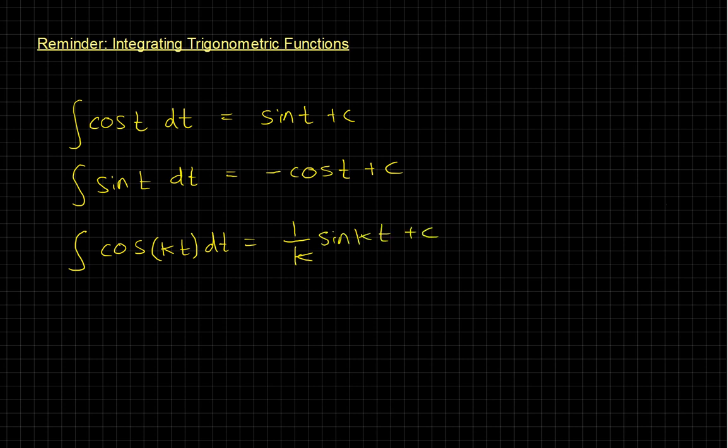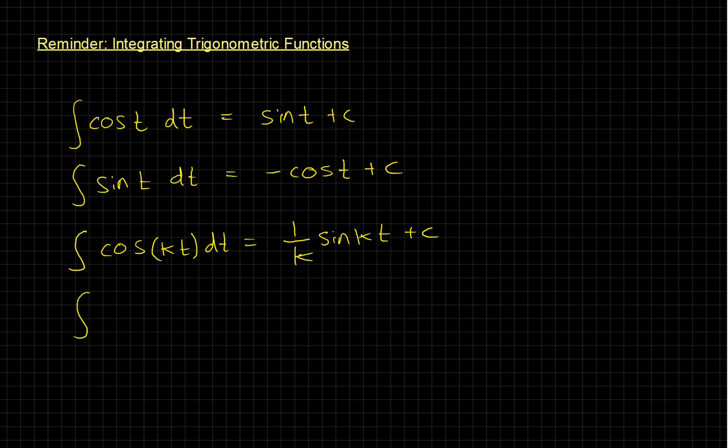And the way to convince yourself of that, in case you've forgotten, is I suggest differentiate this right-hand side and show that it ends up being equal to this. And in order to perform that differentiation, you're effectively using chain rule. You're saying the derivative of k times t with respect to t is k. So I multiply, and it cancels out with this 1 over k. And then the derivative of sine is cos, so I get cos kt. But that's me effectively stating the chain rule.